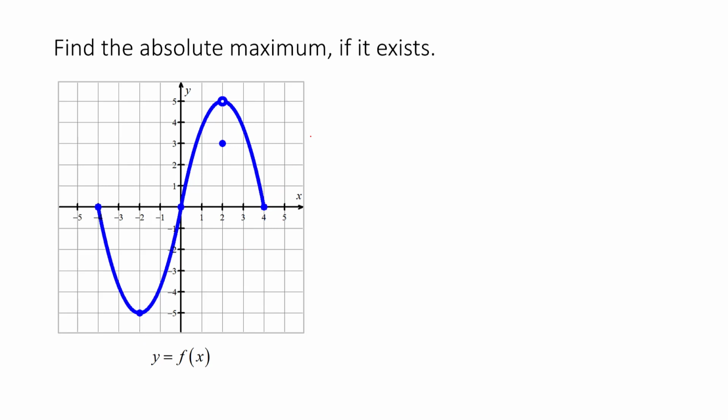And let's go on to find the absolute maximum if it exists here. So the absolute maximum is just the highest point on a graph, or the greatest value. And if we're looking at the highest point on the graph here, there is no highest point. It's missing. So here there's no absolute maximum.